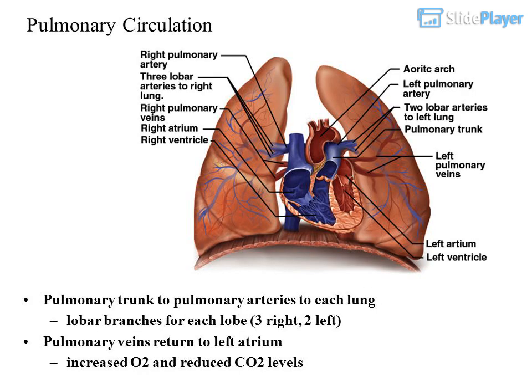Pulmonary circulation. Pulmonary trunk to pulmonary arteries to each lung. Lobar branches for each lobe, 3 right, 2 left. Pulmonary veins return to left atrium.